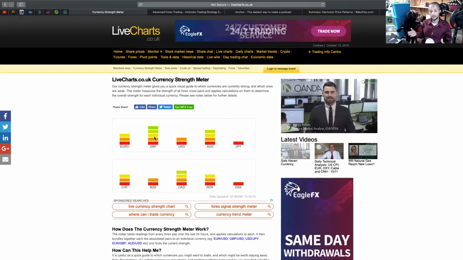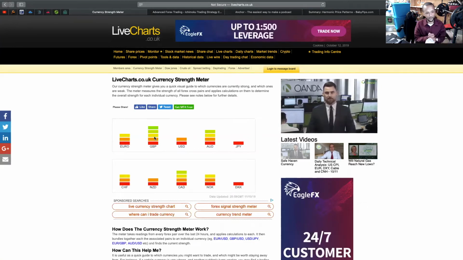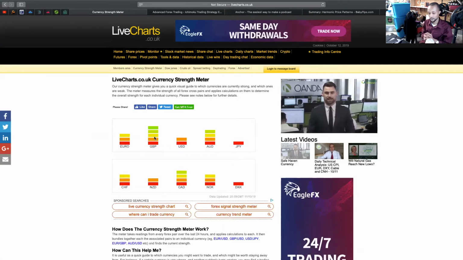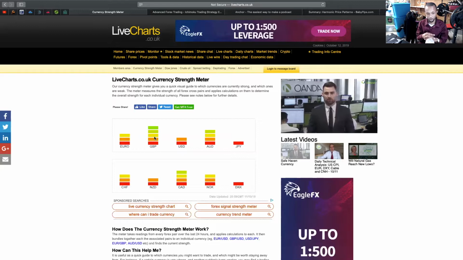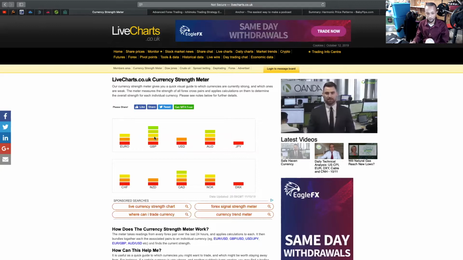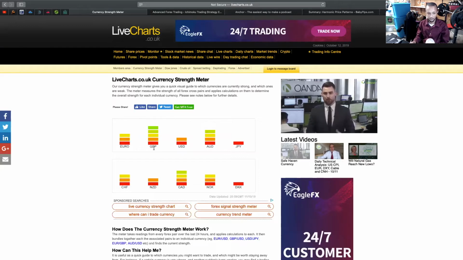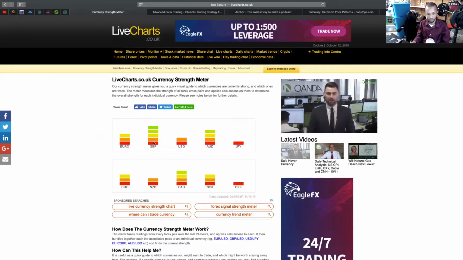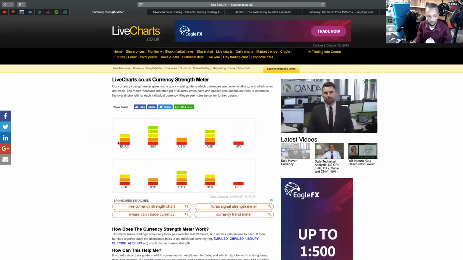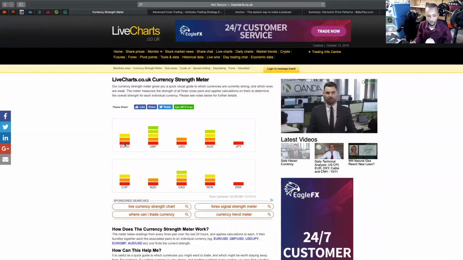So the best way to think about it is to imagine each currency pair as a competition or a tug of war battle, if you will, between two countries. So for instance, over here on the left, we have GBP and Euro, which is the Great Britain pound and the European Euro. The Great Britain pound is currently much stronger than the Euro.